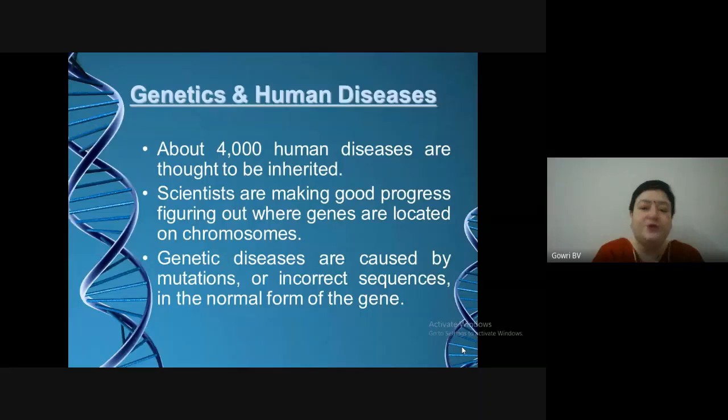Scientists are making good progress figuring out where genes are located on chromosomes. Genetic diseases are caused by either mutations or incorrect sequences in the normal form of the gene. Imagine you have a gene. If the normal form of the genetic material is converted to an abnormal form by mutation or by deletion, you get a genetic disorder. Or when it is replaced by an incorrect sequence, you will get a genetic disease.